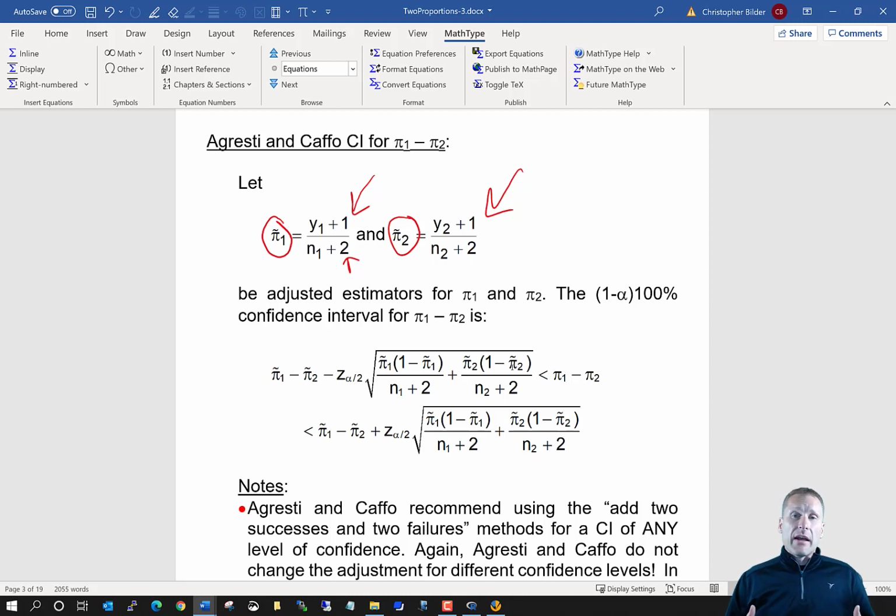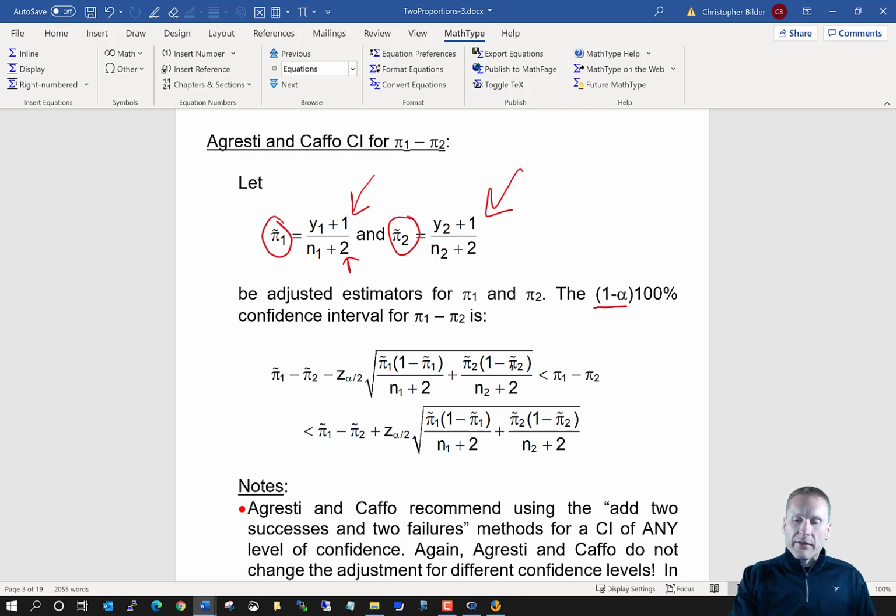Well, Agresti and Caffo did a lot of research into it for this particular interval, and they looked at other kinds of adjustments that one can make, maybe like add 2 successes instead, for example. And they saw through their statistical research that this particular adjustment worked best. And so that's what we're going to do.